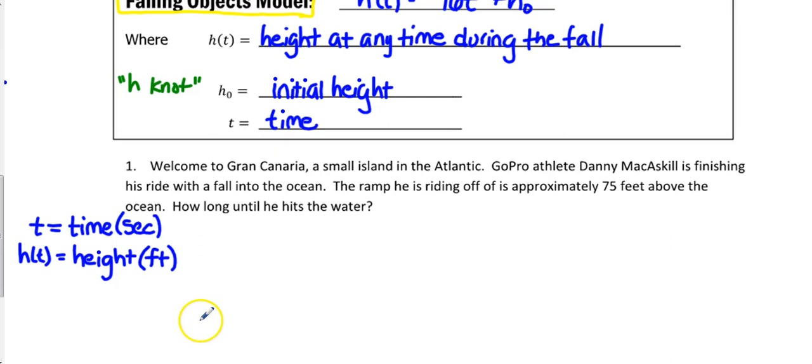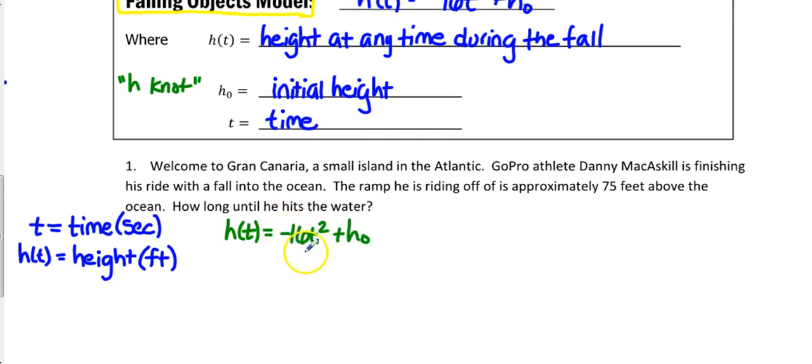So now let's talk about how to build this model. The general model, remember how in Unit 5 we always wrote our general model? Highly recommend it here too. So h of t equals negative 16t squared plus h naught. Now to complete this model, this doesn't change. This always stays the same.